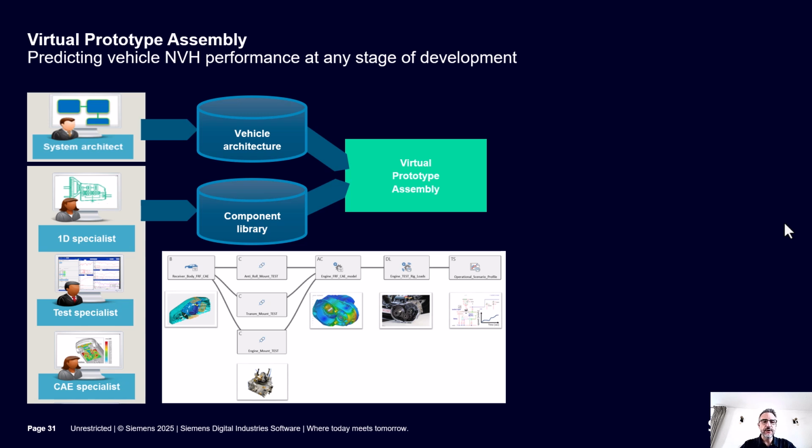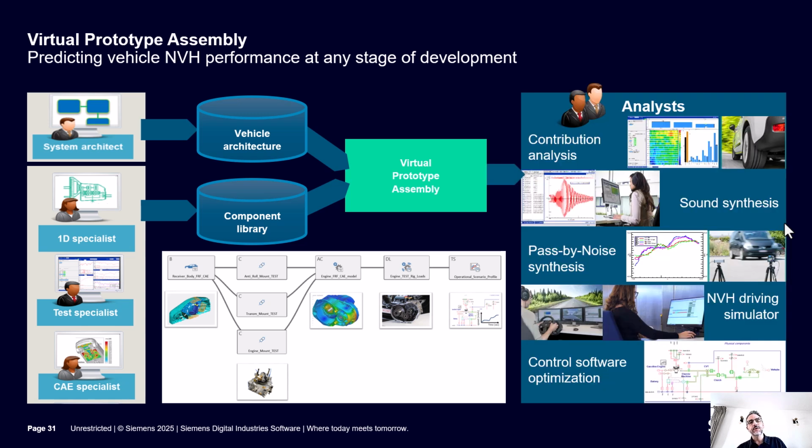So the specialists will create a library of components which are integrated in the vehicle, and the assembly is done in the virtual prototype assembly or VPA tool in a SimCenter test lab, which then can be used by analysts to analyze the response, to analyze the contributions, to assess sound quality, but also this data can be used inside NVH simulator and can be used to assess the effect of control strategy.